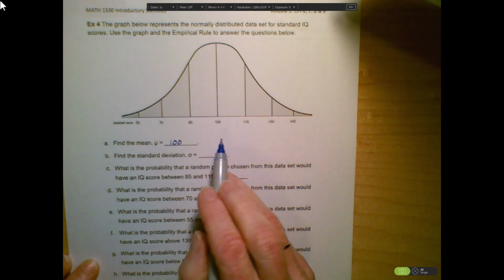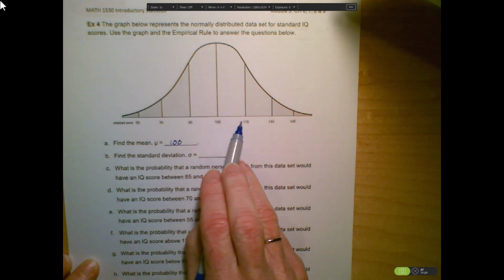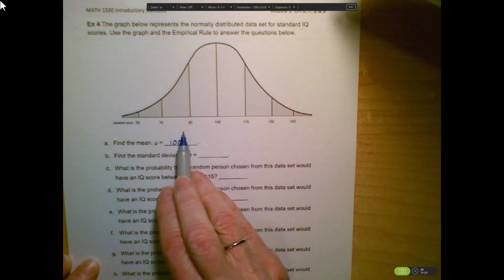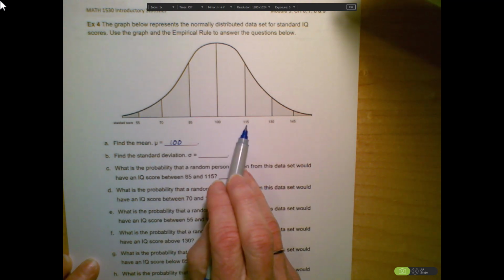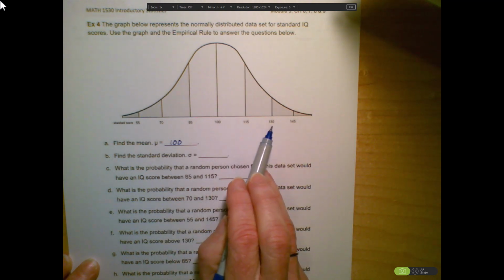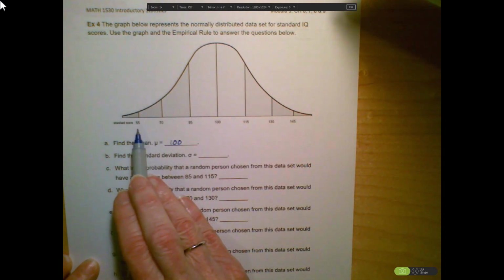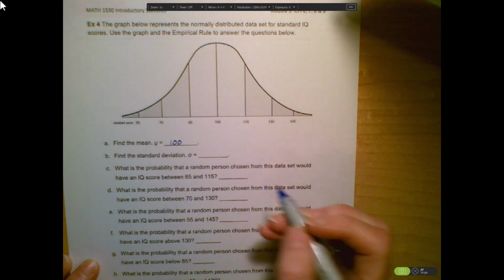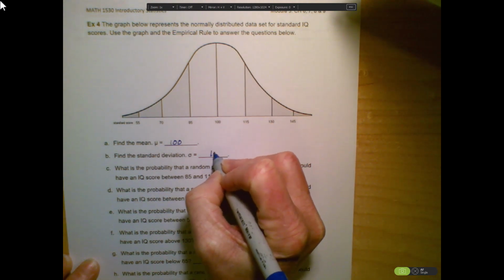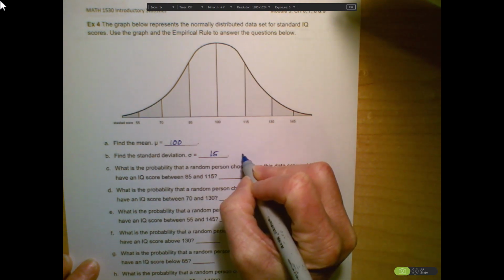Find the standard deviation. Okay, so they're showing us here, each of these are the standard deviation mark-offs, and you can see from 100 to 115, that's plus 15. There's a plus 15, plus 15, here's minus, minus, minus, so we can find that the standard deviation is 15. And if you want to show over to the side, one way you got it, 115 minus 100, there's 15. That's how we got it.